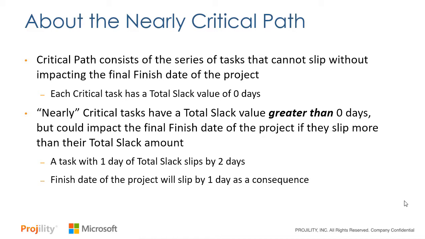Each critical task has a total slack value of 0 days. Nearly critical tasks, on the other hand, have a total slack value greater than 0 days, but they could impact the final finish date of the project if they slip more than their total slack amount. For example, suppose a task has 1 day of total slack, but it slips by 2 days. In that scenario, the finish date of the project would slip by 1 day as a consequence.